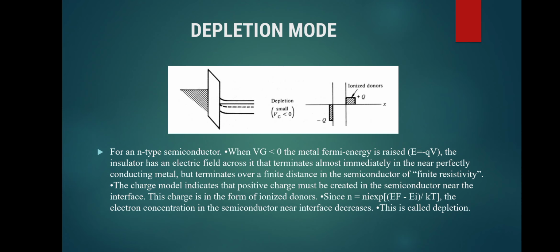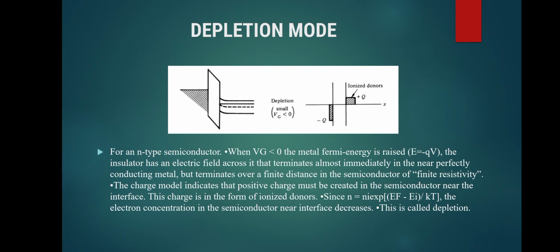Now let us discuss depletion mode. For an n-type semiconductor, when Vg is less than 0, the metal Fermi energy is raised. The insulator has an electric field across it that terminates almost immediately in the near perfectly conducting metal, but terminates over a finite distance in the semiconductor of finite resistivity. The charge model indicates that positive charge must be created in the semiconductor near the interface. This charge is in the form of ionized donors.